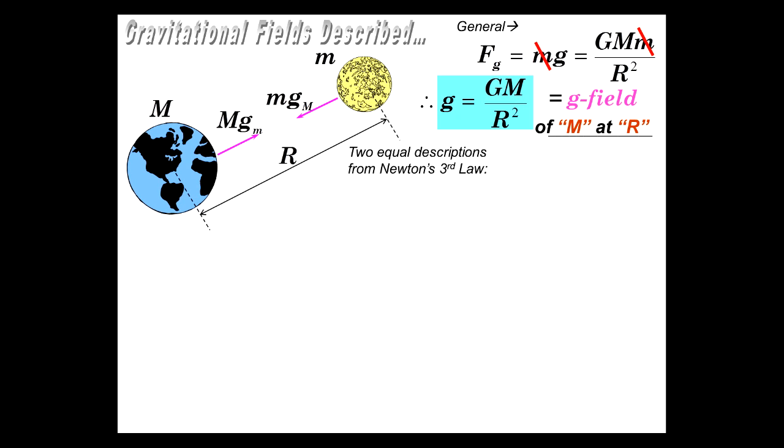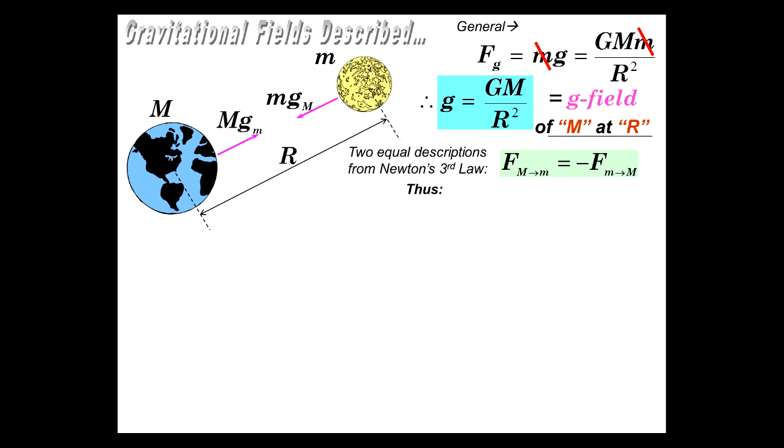And that exists whether or not the little m is there. Notice the little m goes away, so it's not necessary. This mass can be gone, and the G field of big M is still felt out here. If there's nothing for it to act on, then nothing happens. But nevertheless, it's there.